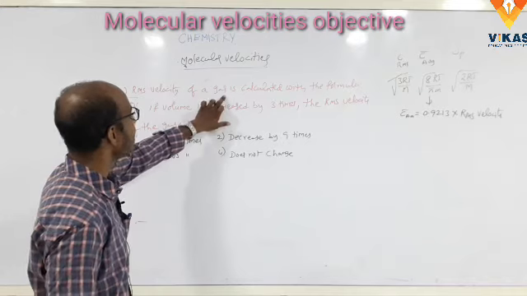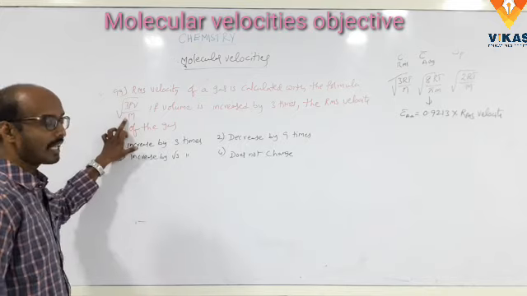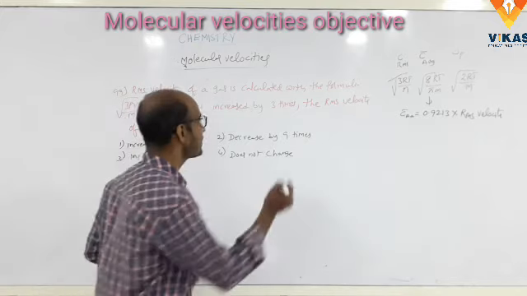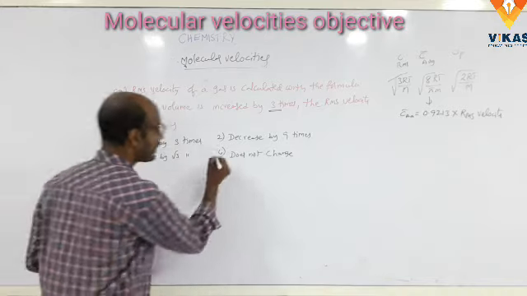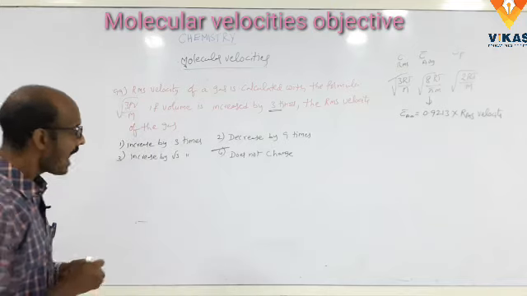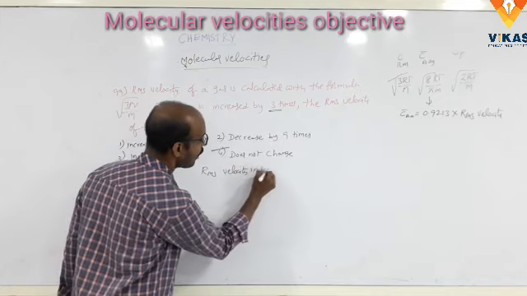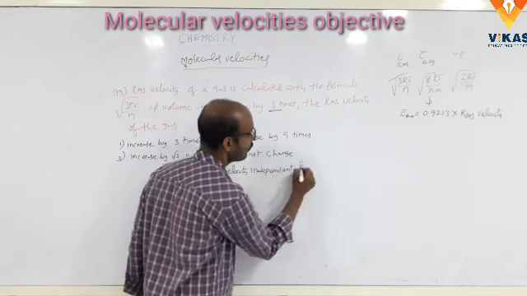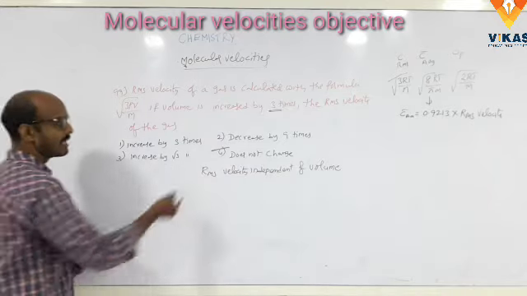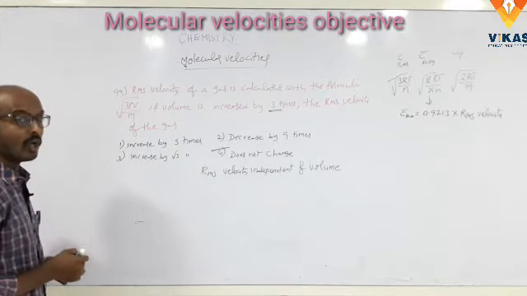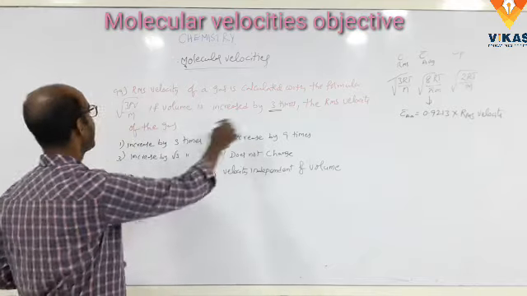RMS velocity of the gas is calculated with the formula of under square root of 3PV by m. If volume is increased by 3 times, what happens to the RMS velocity of the gas? Here it does not change. Why does it not change? Here the RMS velocity is independent of volume. So it does not increase by 3 times, does not decrease by 9 times, and does not increase by root 3 times. Here the answer is the RMS velocity of the gas does not change.